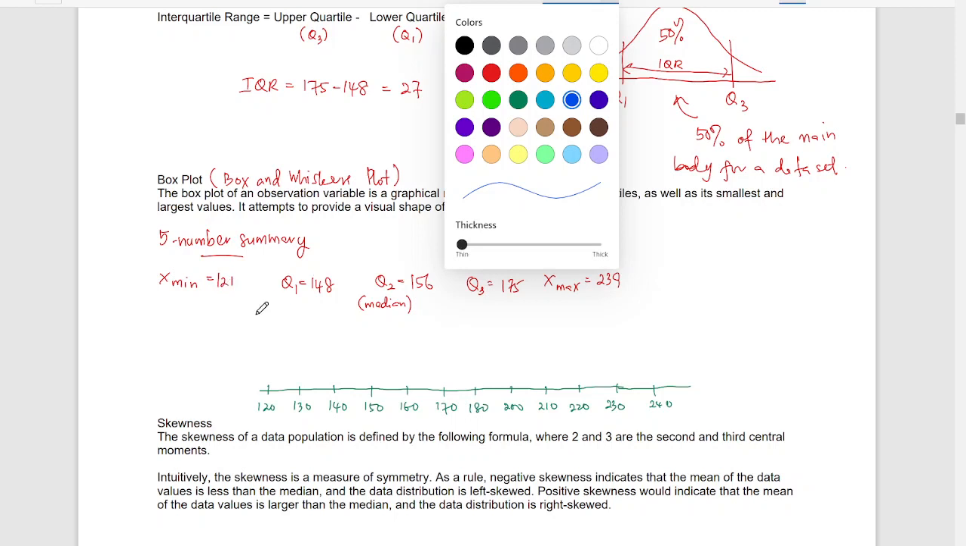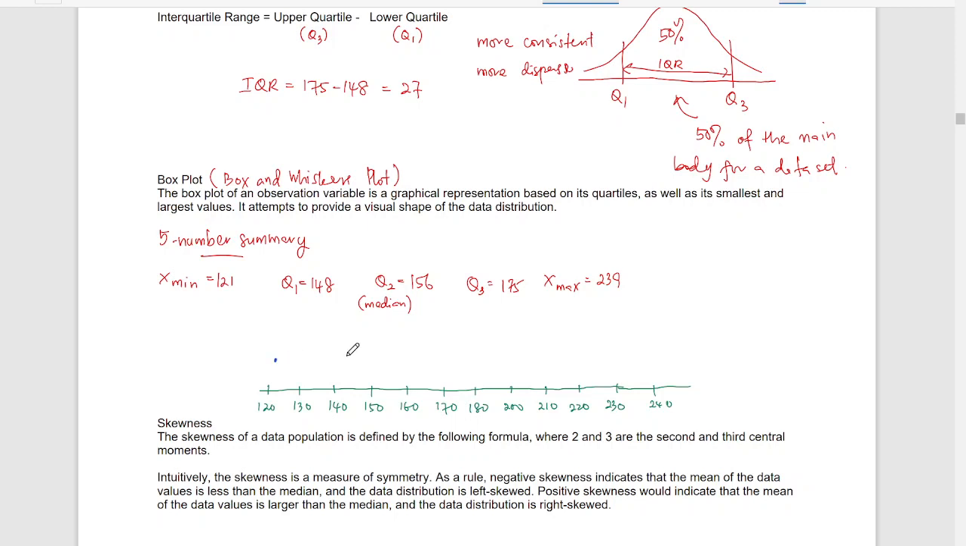Okay, next what you need to do is to locate your values for each of these 5 number summary. So the first one you have is 121. Kita ada 121 kat sini. And then we have 148. Kalau nak mudah terus buat palang, saya just tandakan dulu. And then you have 156 over here, and then you have 175 somewhere here. And finally you have 239.